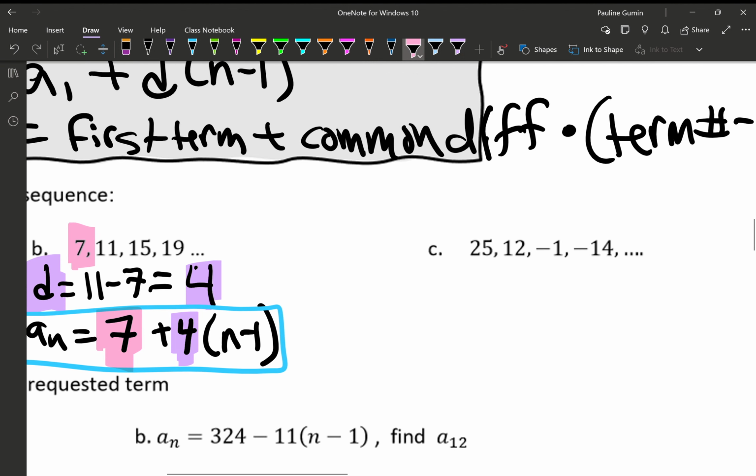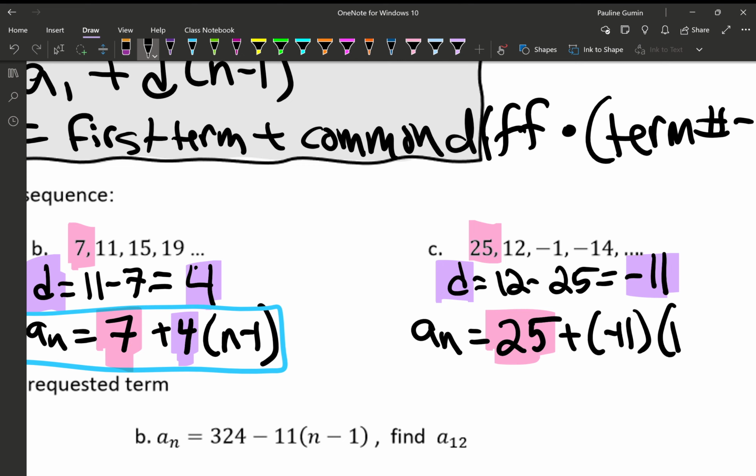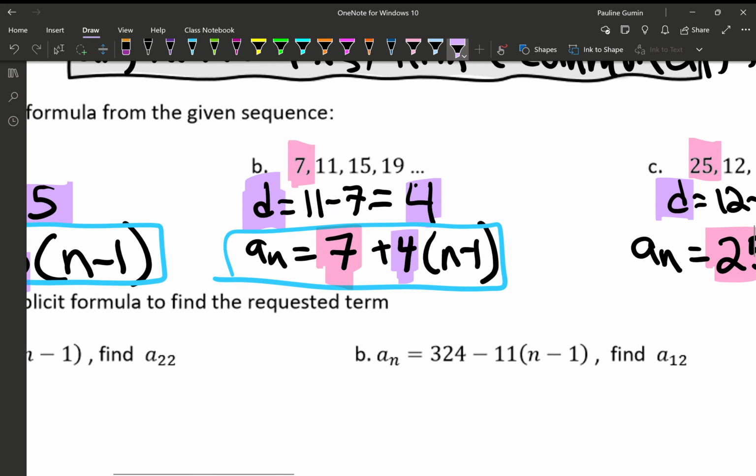And let's do letter C. Let's find the common difference here. 12 minus 25 is negative 11. So we can find any term by taking our first term, 25, plus negative 11 times n minus 1. Beautiful.